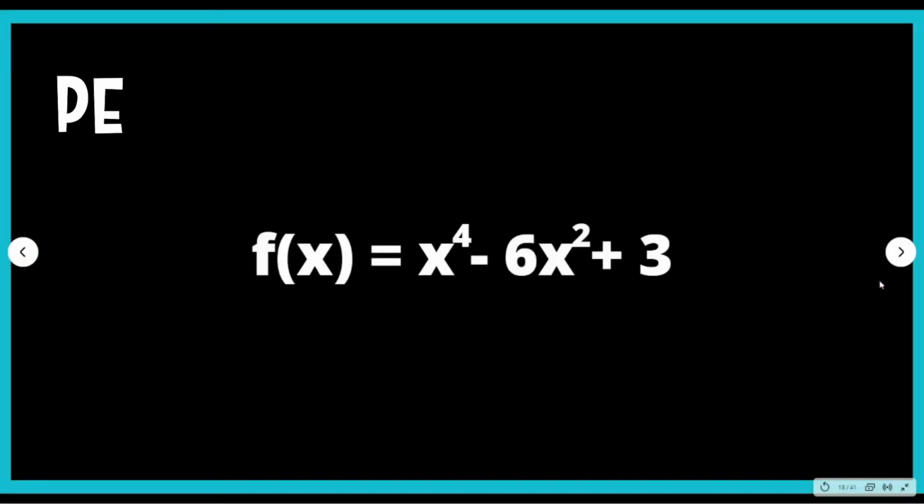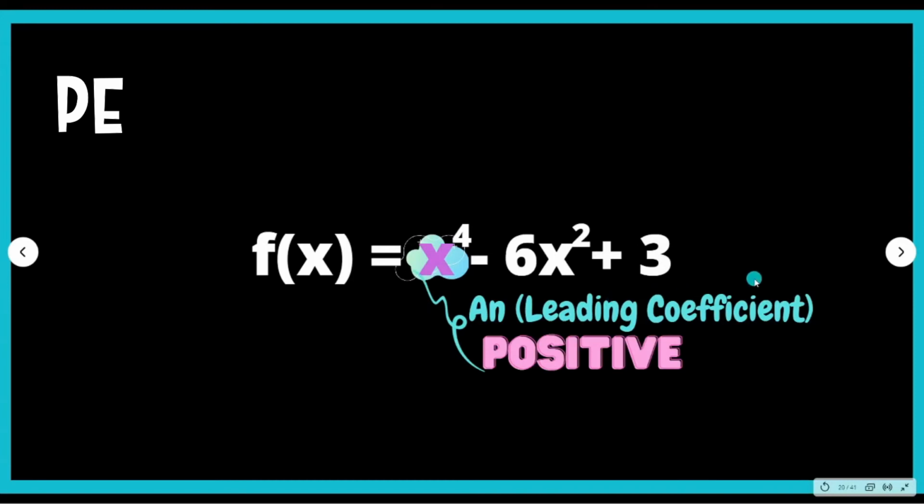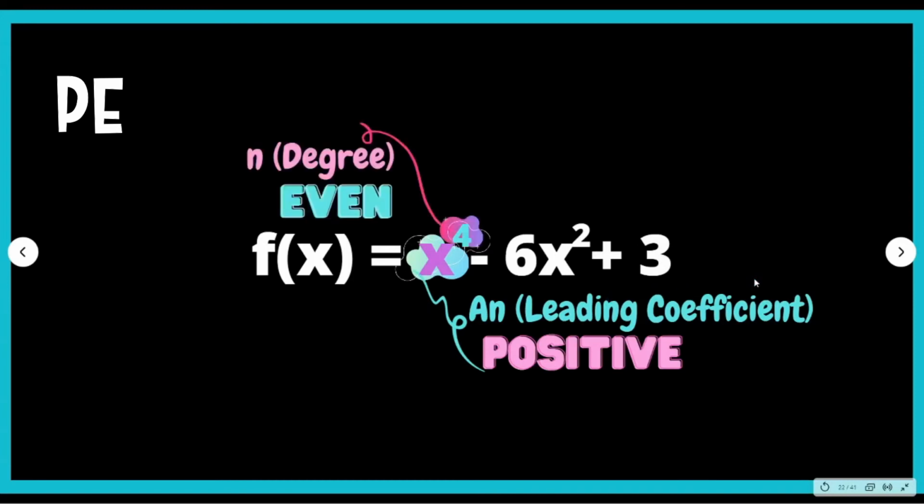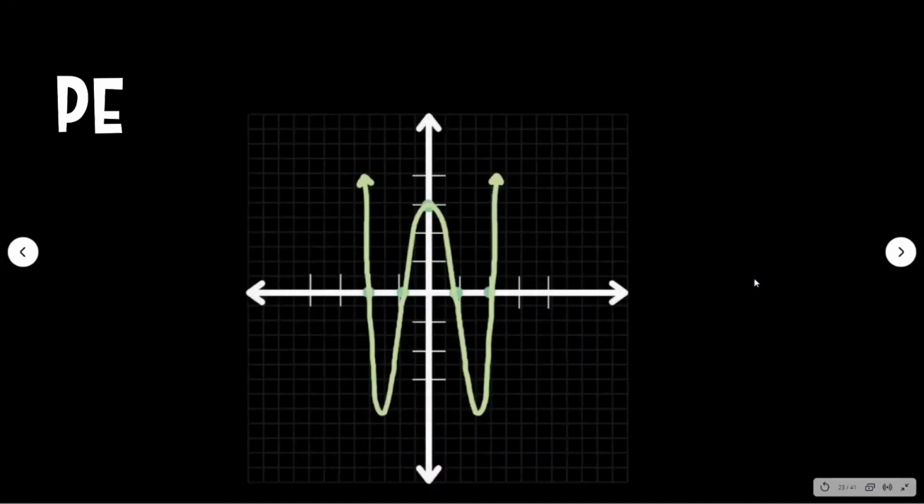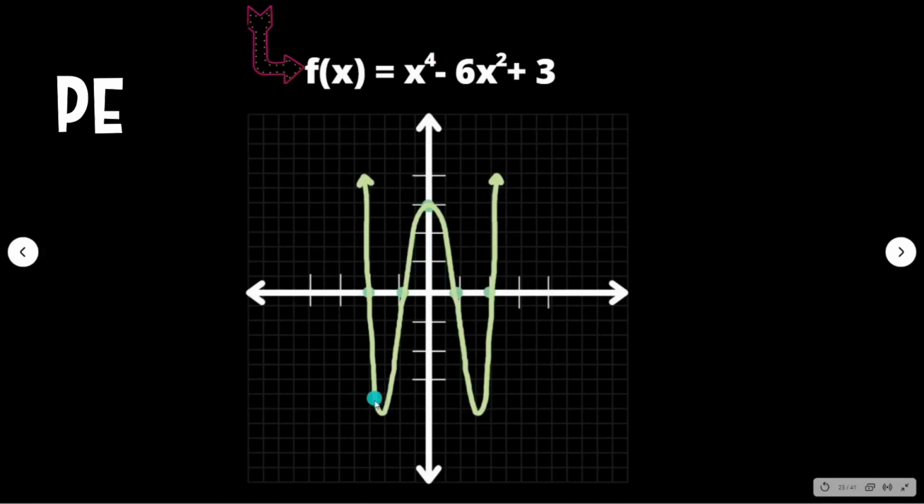Let's get into the examples. First, f of x is equal to x raised to 4 minus 6x squared plus 3. The leading coefficient is positive, while the degree is even. Therefore, it is a PE. And when plotted, here's how it would look like. It rises on both sides. It rises on the left and it rises on the right.